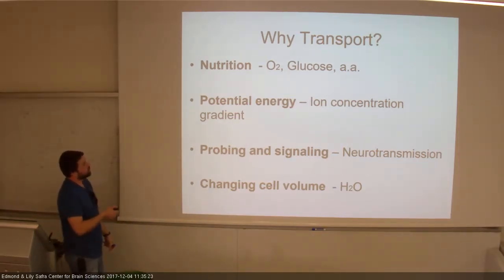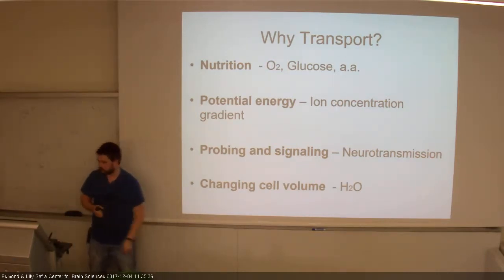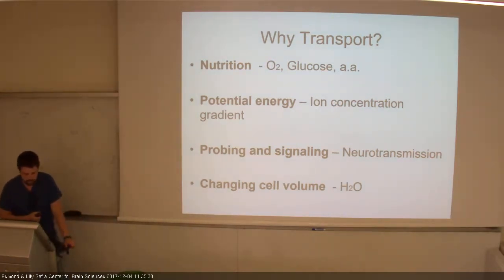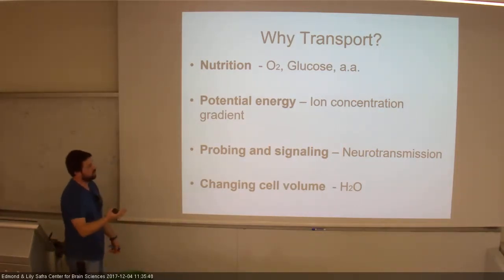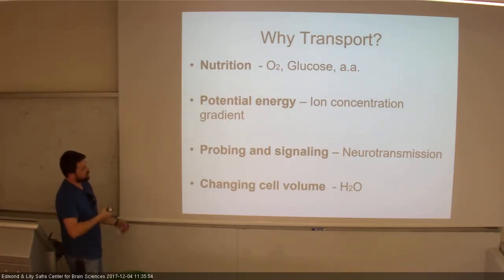Then for neurons specifically, but it's also true for all the other cells, it has to transport ions across the cell membrane in order to harness potential energy. And we'll talk specifically in this chapter about how this happens. Then there is signaling, which is actually communication. In neurotransmission, for example, the neurotransmitter binds to a channel that opens and allows ions to penetrate the cells. These ions are carrying a signal that the cells now need to be aware of. So it's like signaling.